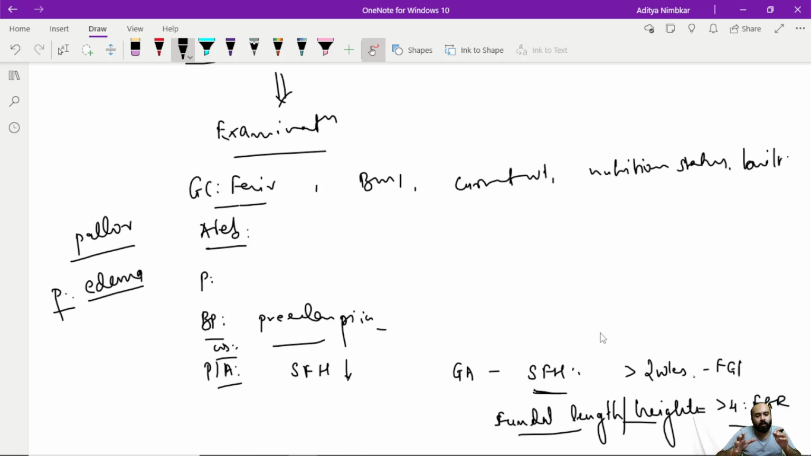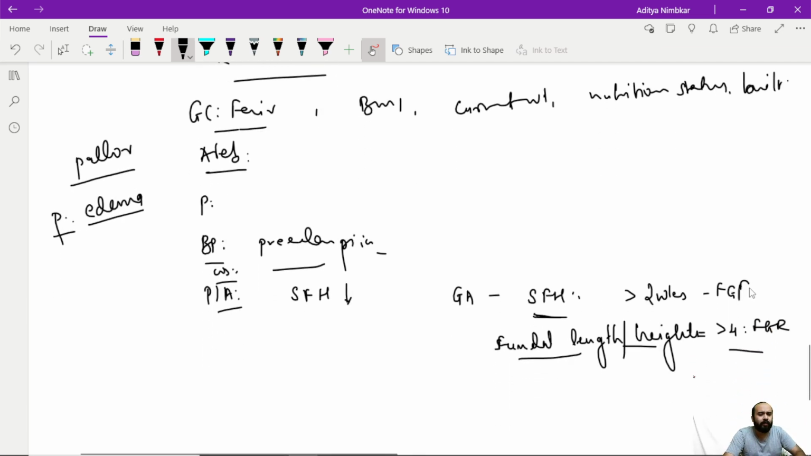So the fundal height that you see with your hand, because it's a rough method, a difference of more than 4 is indicative of fetal growth restriction. If the difference is of 2, when you are measuring with a tape, you measure it with the inch side facing you and then you overturn and then you see the centimeter side. If it is more than 2 weeks, then you call it fetal growth restriction. So that is how you define it.